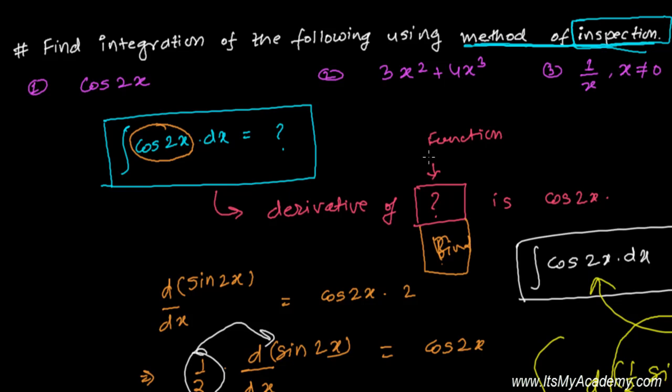In the previous video lesson, we learned to find the integration of functions using the method of inspection. That was our first video lesson on that, and now we're going to solve another question. We're going to find the integration of 3x squared plus 4x cubed by the method of inspection.